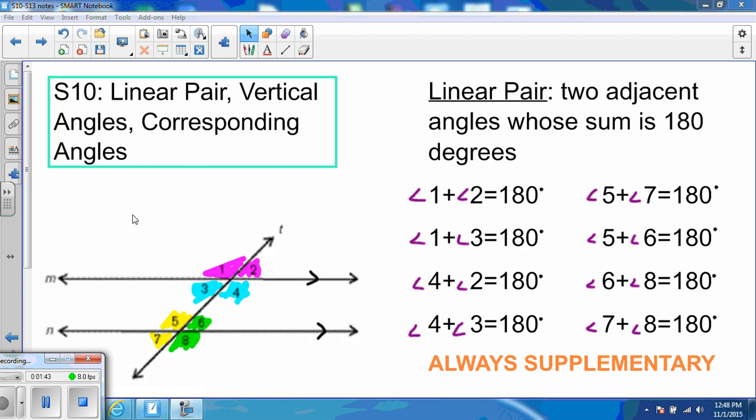3 and 4, 1 and 3, 2 and 4, 5 and 7, 6 and 8, 7 and 8, 5 and 6. All of those are examples of linear pairs there. And remember, linear pairs always are supplementary because they always add up to 180 degrees.